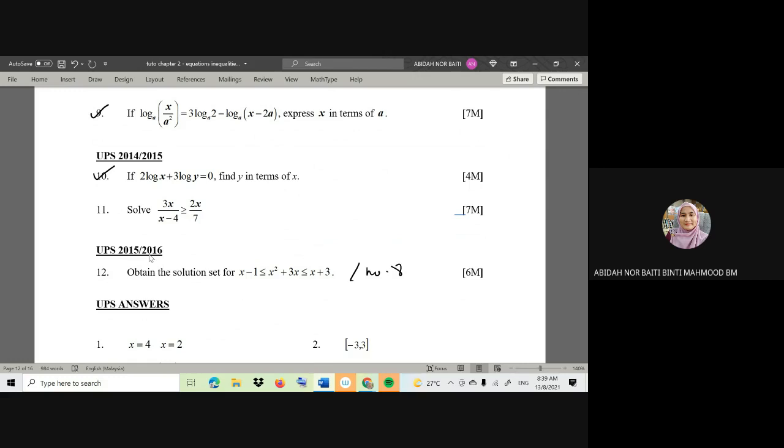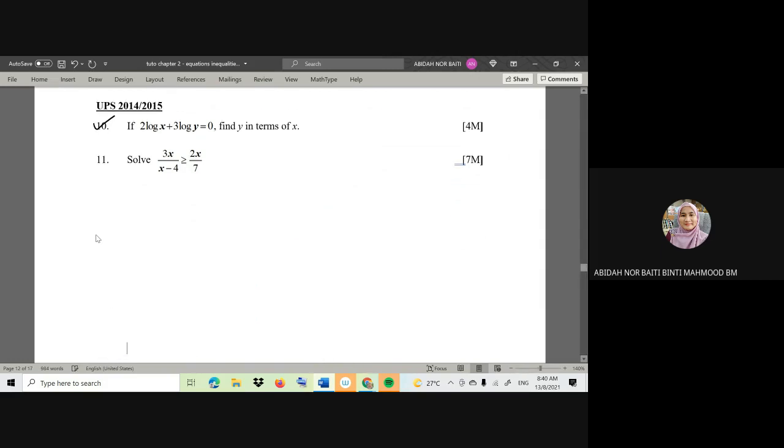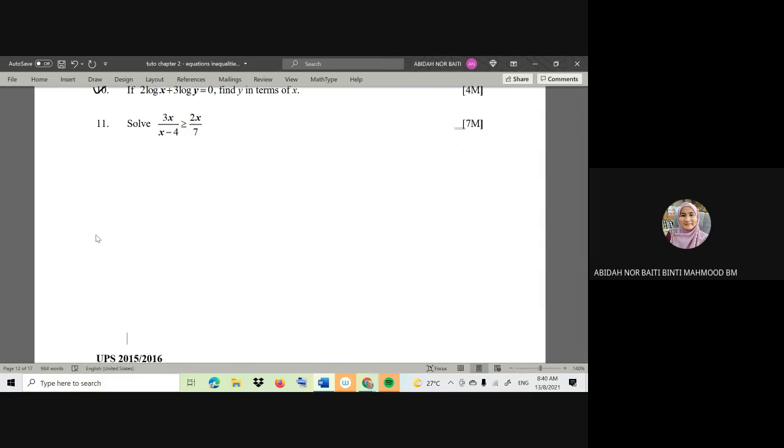You have to separate this one, because all 3 terms have x. So we have to separate. Okay? Number 9 and number 10 are UPS chapter 1. Number 11 you can do. Number 11 is quite easy too. This is rational inequalities. So we rearrange.